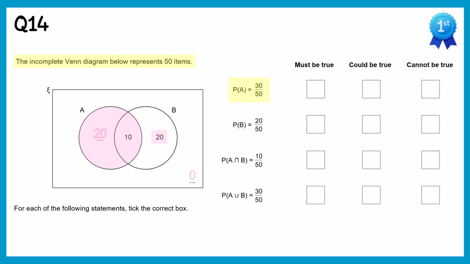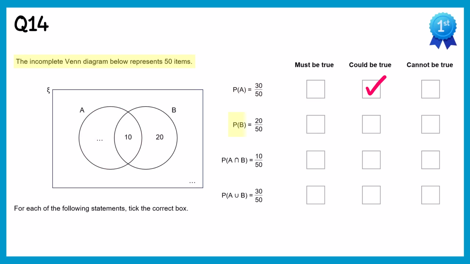But must it be true? Can we create an example where it's not 30? Well, yes, there are many ways of doing this. If we place 10 in the section that's A only, we'd have 10 and 10 and 20, so that's 40 items, leaving 10 more for the outside. In this example, the A circle now contains 20 items, so the probability would be 20 over 50. So whilst this one can be true, it also may not be true, in which case we would need to tick it could be true.